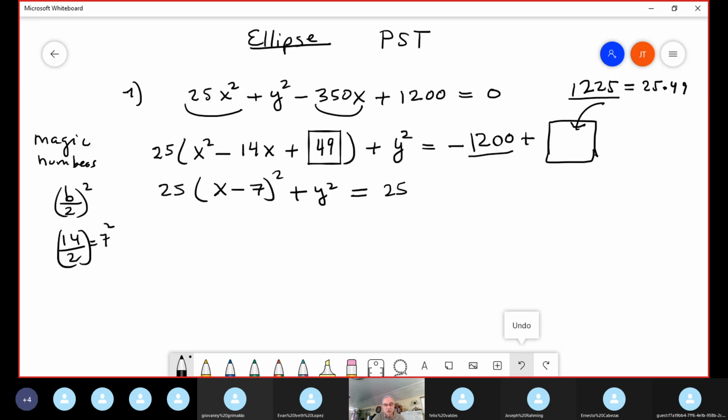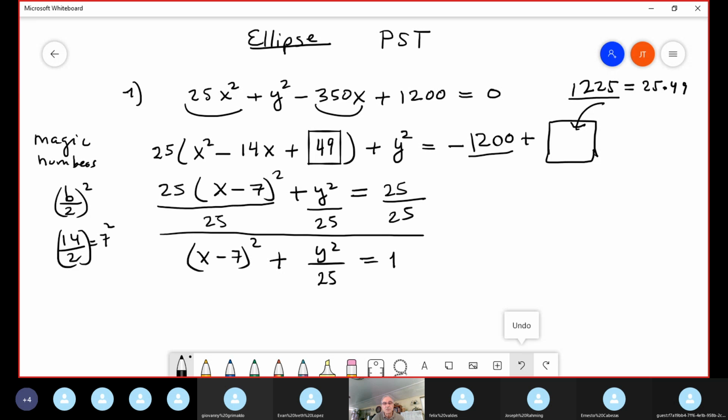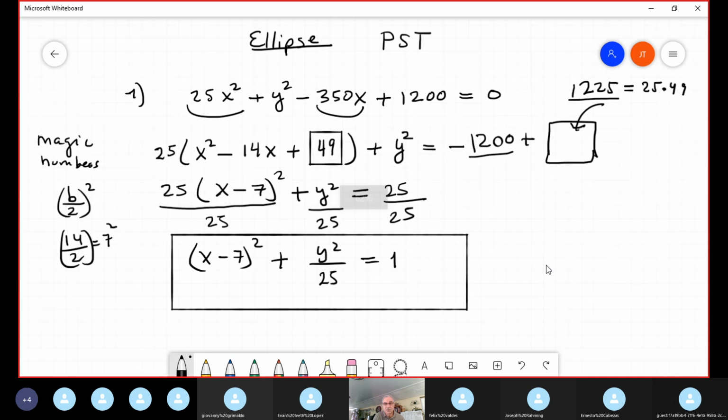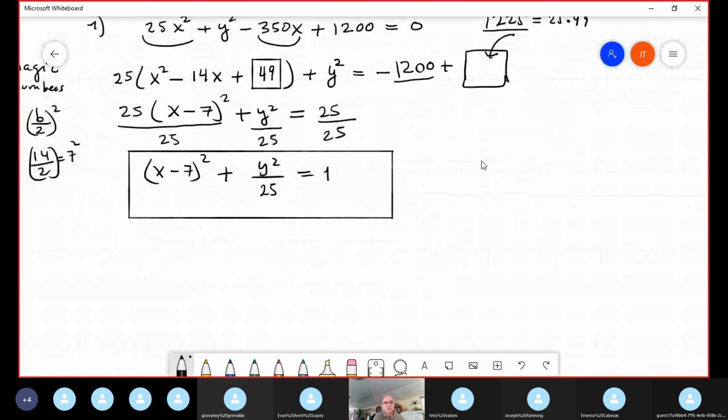We almost finish. Remember, in the standard form of any conic section, the right-hand side must be 1, so you divide everything by 25. Then x minus 7 squared plus y squared over 25 equal 1. In this moment, we are ready to analyze the conic section: center, vertex, a, b, c, everything.